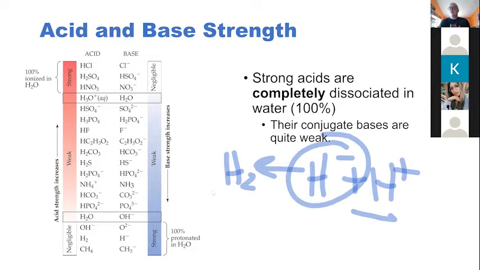So it is not going to donate this proton. For H2 to be an acid, this proton would have to be donated to someone, and it's not going anywhere. If hydride ion is around, it's automatically going to go right back to being H2. So it's an extremely weak acid.